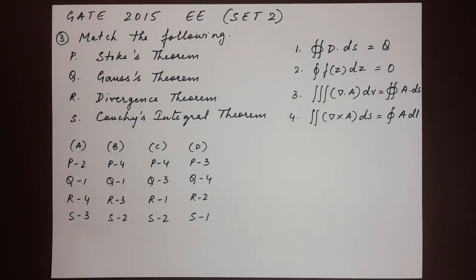Here's the next question, number 3. So here we have a match the following question. 4 very important theorems. We have Stokes Theorem, Gauss's Theorem, Divergence Theorem and Cauchy's Integral Theorem. On the other side we have 4 equations, each equation relating to a certain theorem on the left. Okay, so instead of just matching them, let's go through each theorem individually.